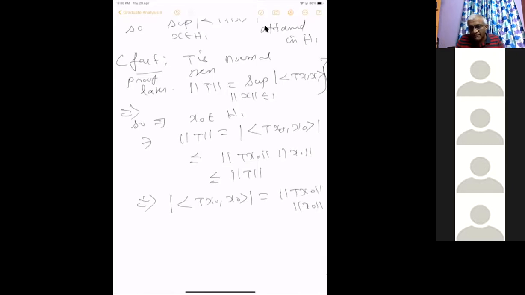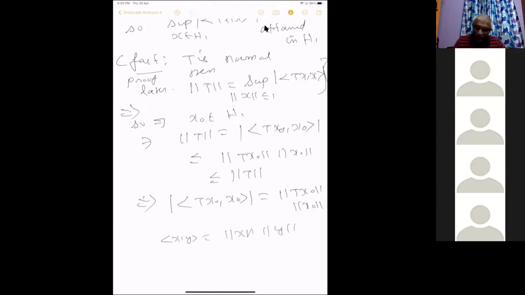Then we have the converse of the Cauchy-Schwarz inequality. We have proved in the previous course that the Cauchy-Schwarz inequality, |<x, y>| is less than or equal to norm x times norm y, has equality if and only if those two vectors are linearly dependent.